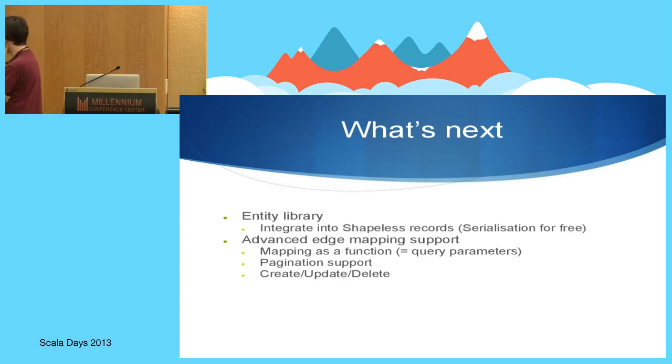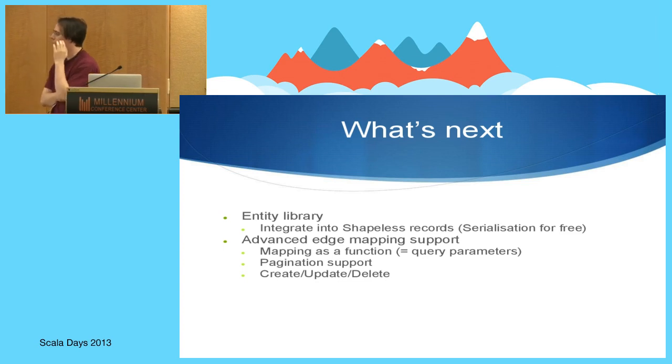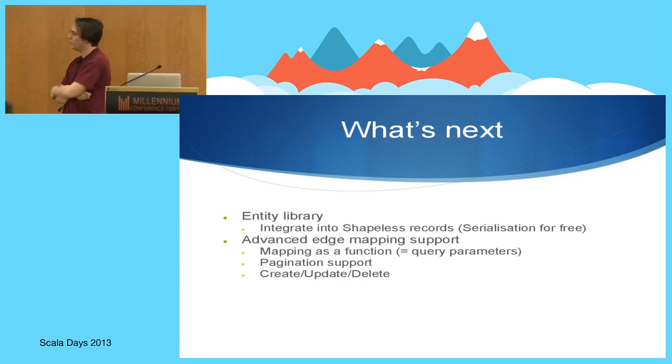Another area where we really need to look into and improve is mapping support. Currently, as I said, it's just a one-to-one relationship, very simple. We want to be able to define mapping functions that can receive parameters, which will then be used by the execution engine, which is the equivalent of query parameters in the context of a REST API. This will give us the capability to do pagination support, and also to support create, update, and delete, as today it's only a read-only API.